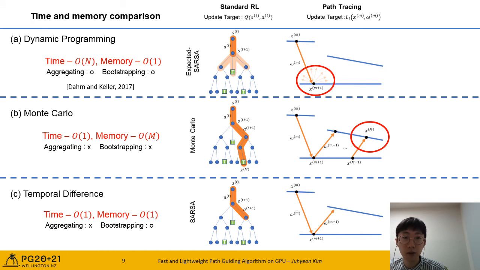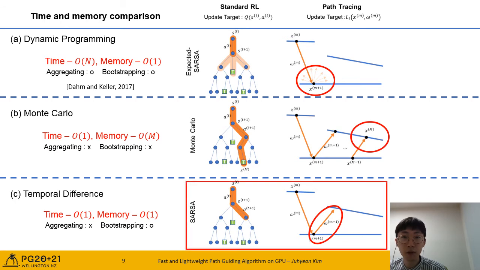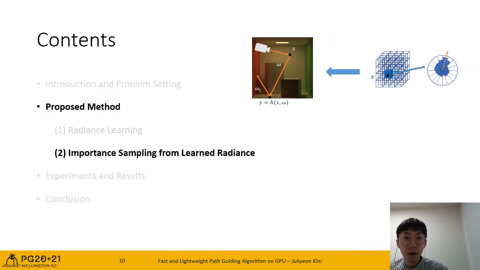Unlike expected SARSA, SARSA only considers the single next state, which does not require aggregation. Since it uses bootstrapping, additional memory is also not required. Therefore, we can conclude that SARSA is superior to expected SARSA or the Monte Carlo method in terms of speed and memory consumption. In fact, SARSA is not the most accurate approximation, but empirically the benefits of time and memory offset this problem.